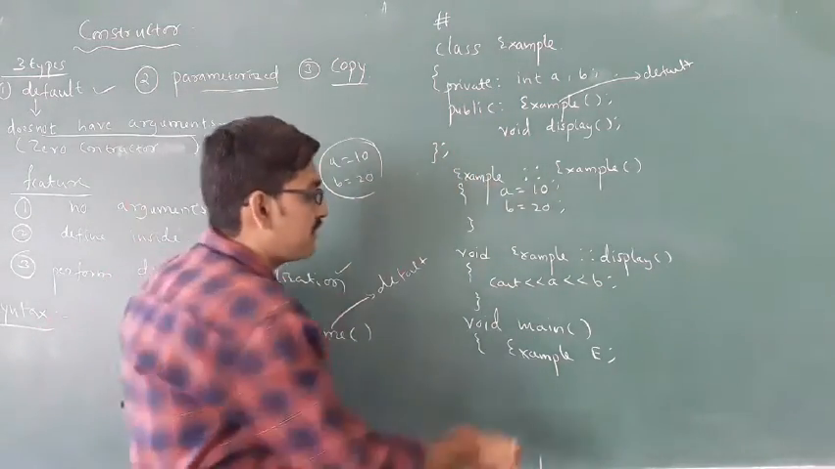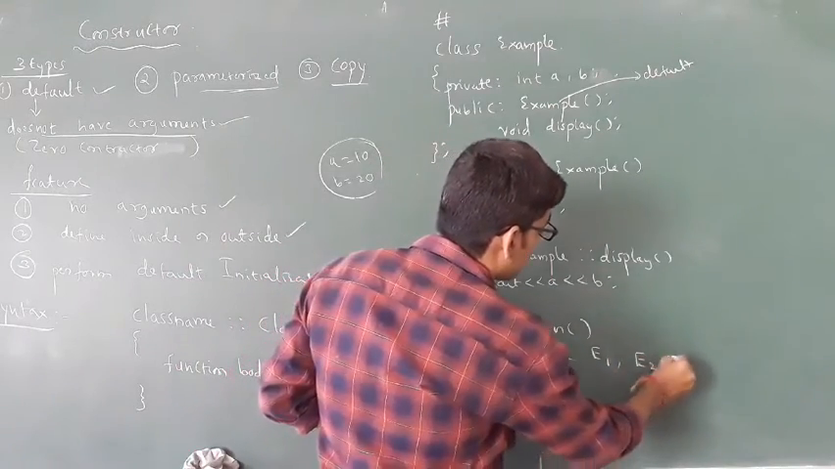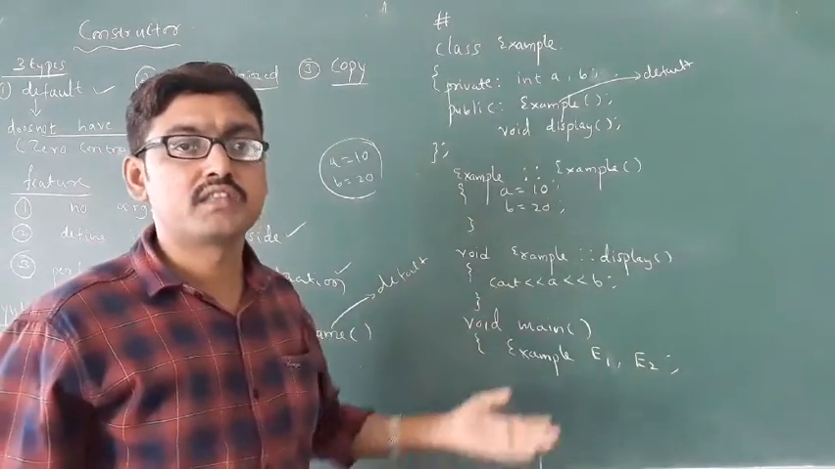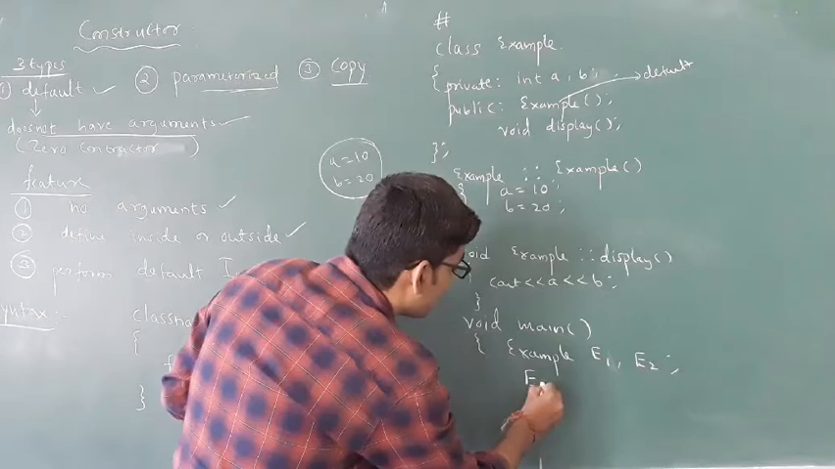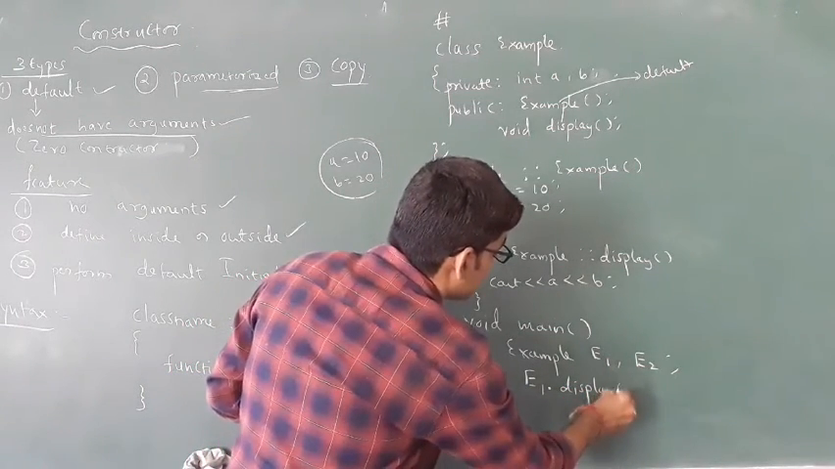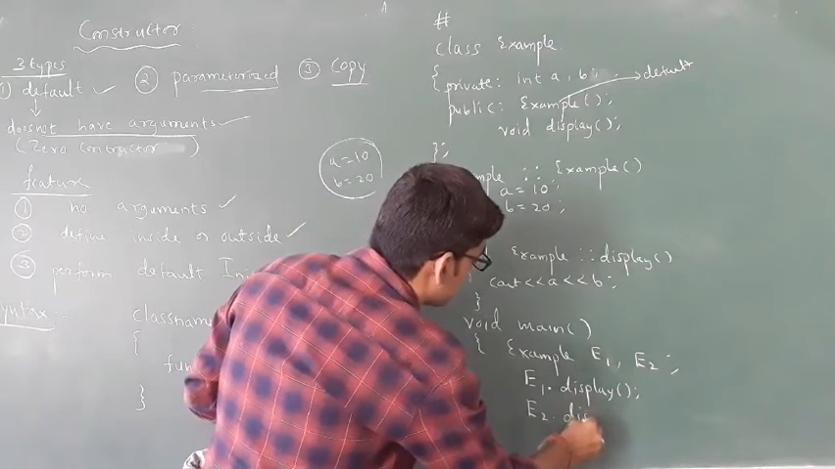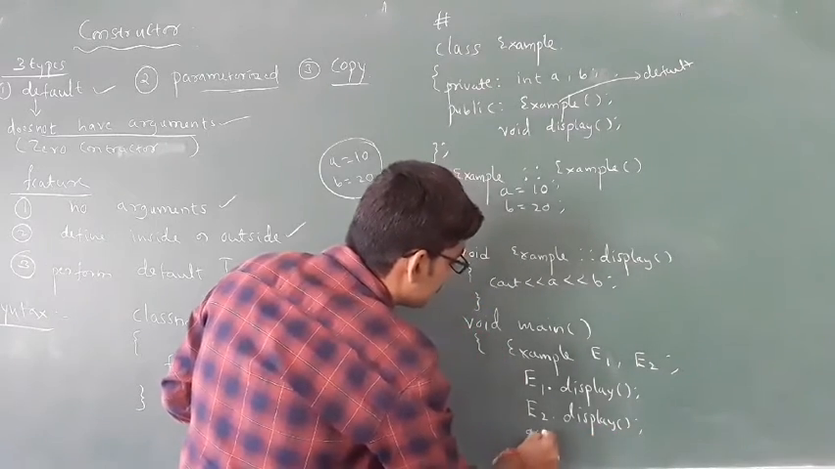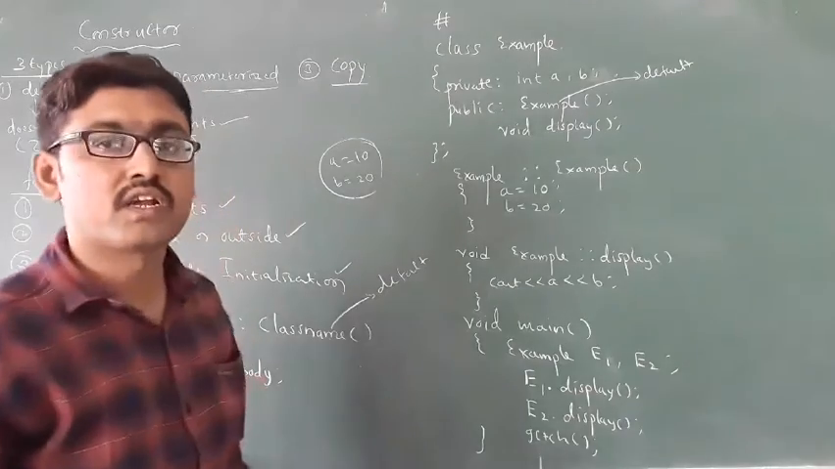See, I am taking E1 comma E2. I am taking two objects. You can take three objects also. See here, I am writing E1 dot display, then E2 dot display, then getch, close the bracket. Then what is the answer you are getting?